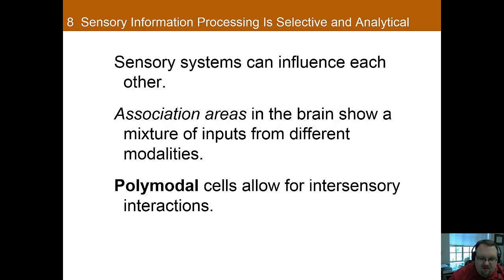So it's true that these are not independent sensory experiences, they're actually interactions. And these interactions are possible due to polymodal cells, which, as the name suggests, are cells that have more than one mode. They involve several sensory modalities, and it allows for information to interact so we have more accurate perception of the world around us.